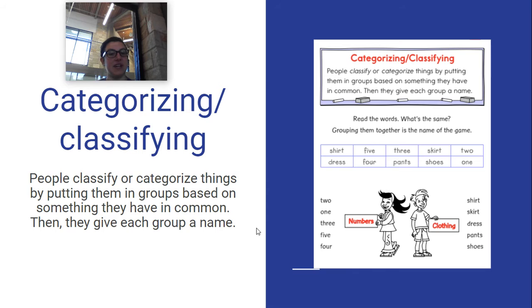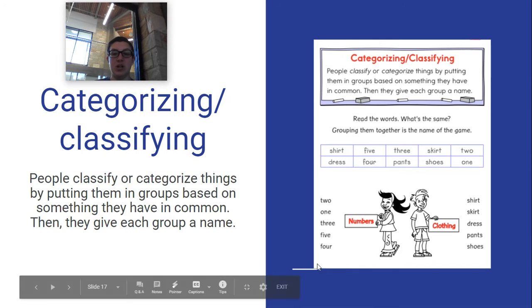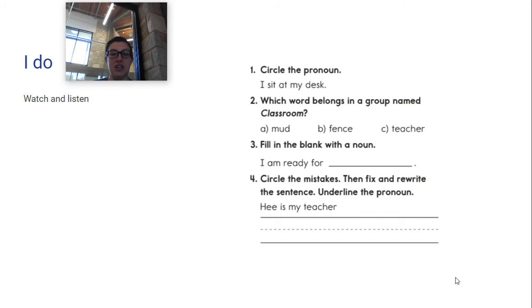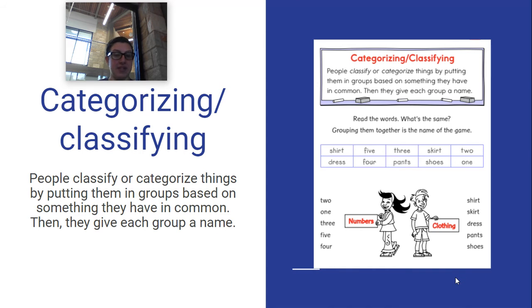Categorizing and classifying. People classify or categorize things by putting them in groups based on something they have in common. Then they give each group a name. So like we said before, over here we have numbers, over here we have clothing. The point of classifying things is it helps us figure out how we view the world and how we organize the world. So it's important to know how to classify things.